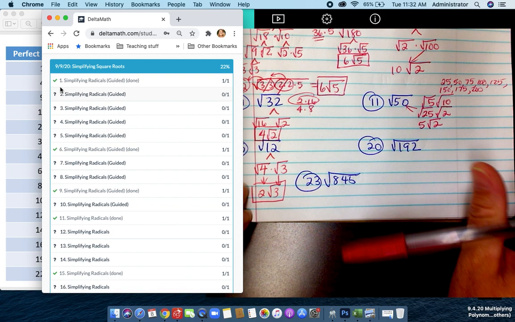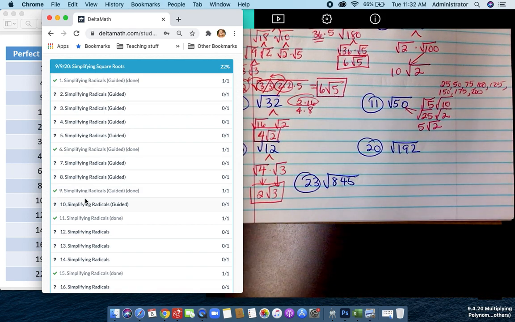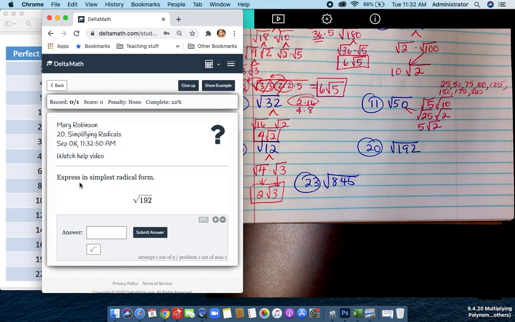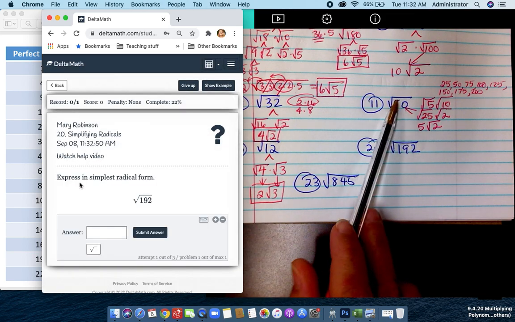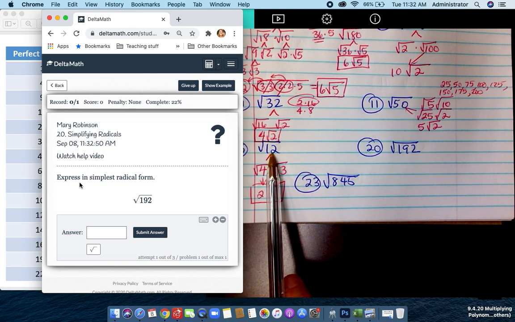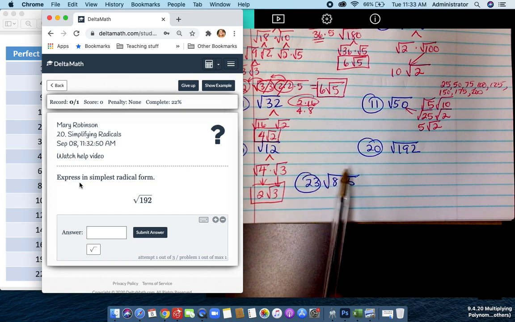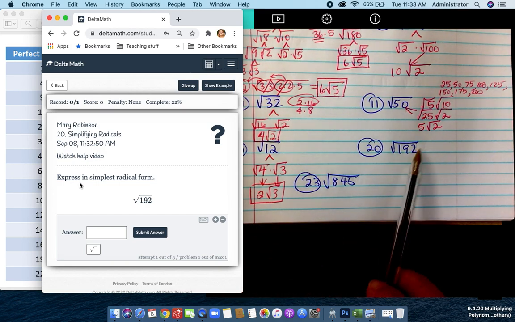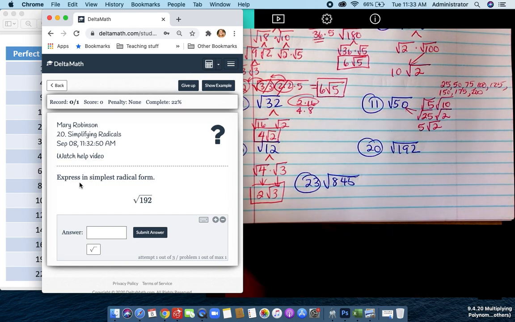So continue to think about the ones that you might be able to identify that are perfect squares. And the last thing I want to do is show you how on a problem like 20, where you're going to look at it and go, I don't know any perfect squares. Like 50, I can think of that and go, oh, it's divisible by 25. 12, I can look at that and go, oh, it's divisible by 4. But what if you've got 192? I don't know any common factors of 192.